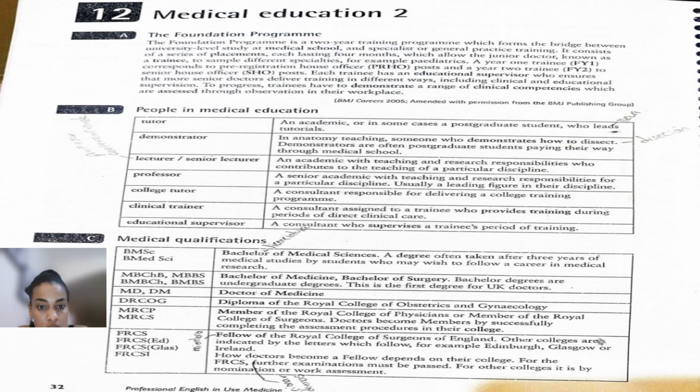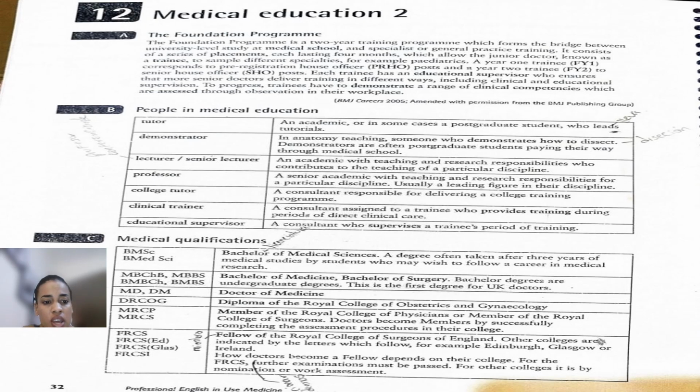A professor: a senior academic with teaching and research responsibilities for a particular discipline, usually an elite figure in their discipline. A college tutor: a consultant responsible for delivering a college training program. Clinical trainer: a consultant assigned to a trainee who provides training during the period of direct clinical care. Educational supervisor: a consultant who supervises a trainee's period of training.